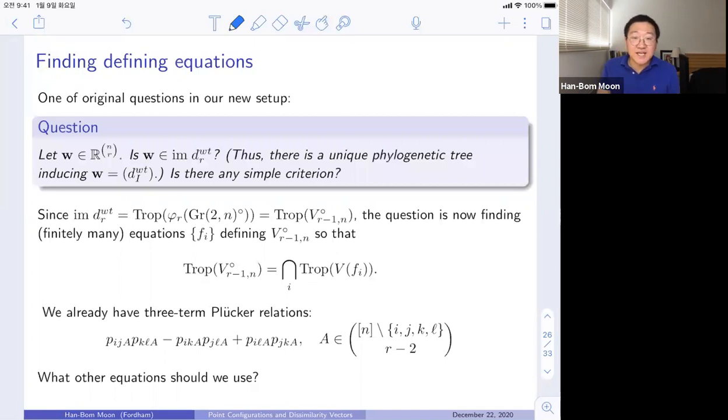Well, because we already have the three-term Plücker relations, we know that the image of V_{R-1,n} is contained in the Grassmannian. The Plücker relations do not fully define V_{R-1,n}. So the question is, what other equations should we use? The Plücker relations are part of the defining equations, and we need to find more equations.